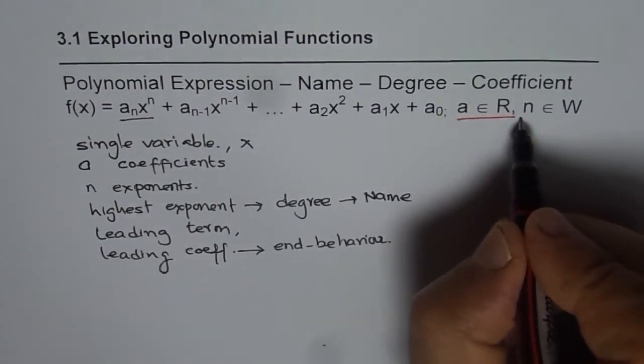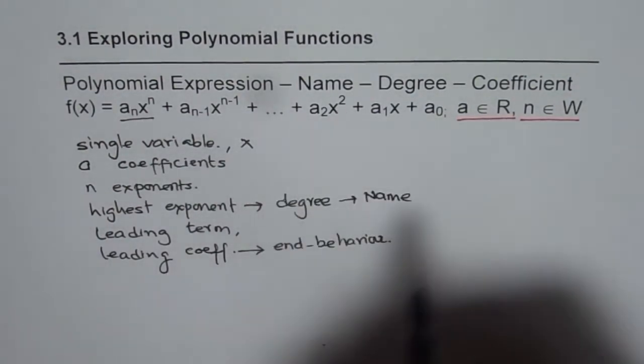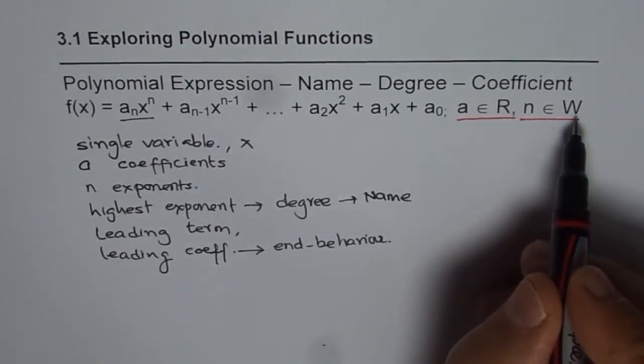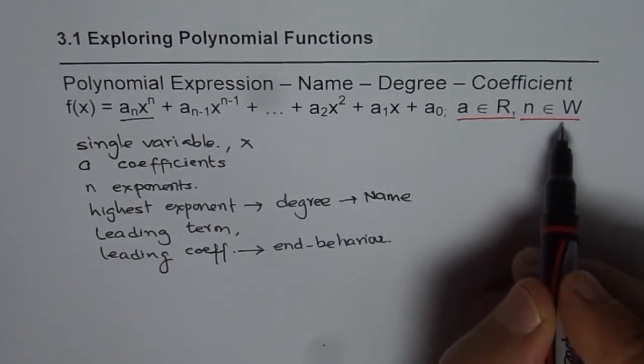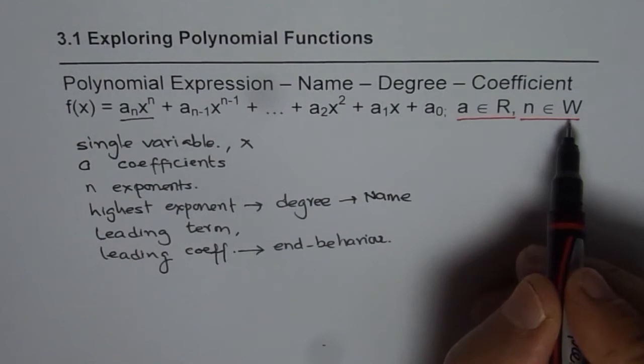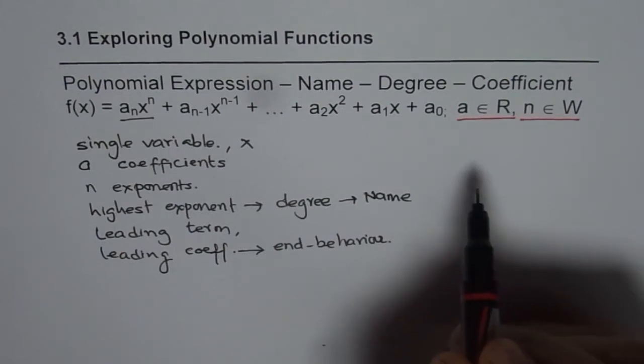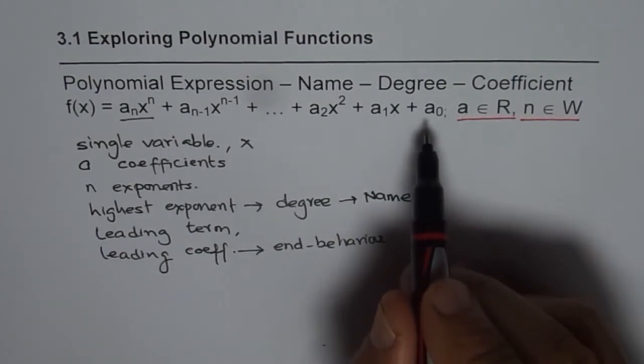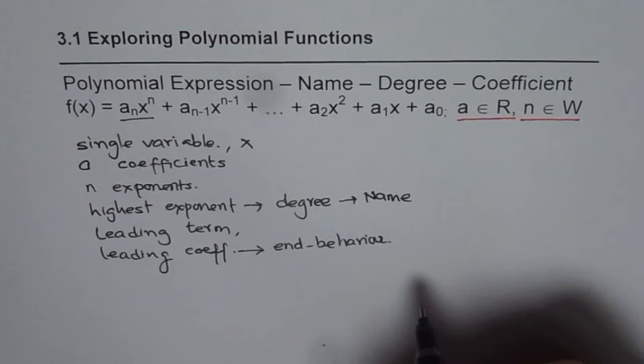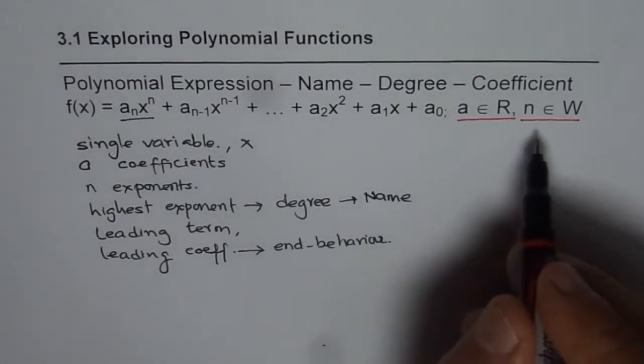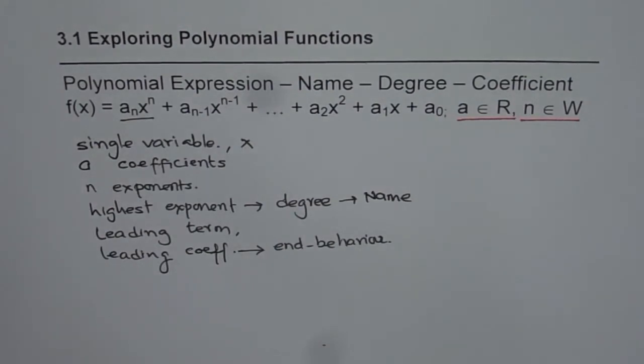As far as n is concerned, that is the exponent, they're whole numbers. They could be 0, 1, 2, 3, 4, and so on, but they cannot be decimal numbers, they cannot be fractions, they cannot be negative. So these are the restrictions on the exponents and the coefficients of our variable. Remember that part. So that helps you to decide whether a given equation belongs to a polynomial or not.